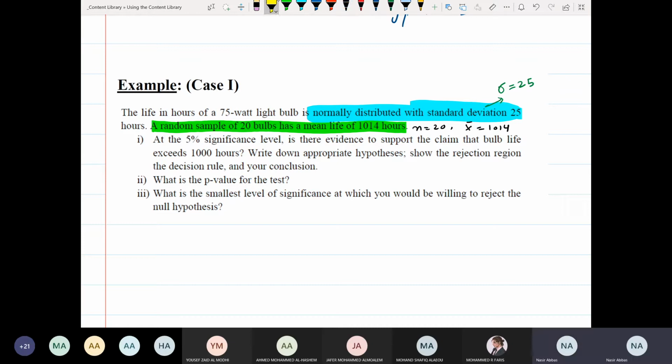Read the question. The question says at 5% level of significance. So the first thing that is given in the question is your alpha. It is 5%. Alpha is called the significance level. 1 minus alpha is called the confidence level. At 5% significance level, is there evidence to support the claim? And what is the claim? I'm going to highlight the claim now. Is there evidence to support the claim that the bulb life exceeds 1000 hours?